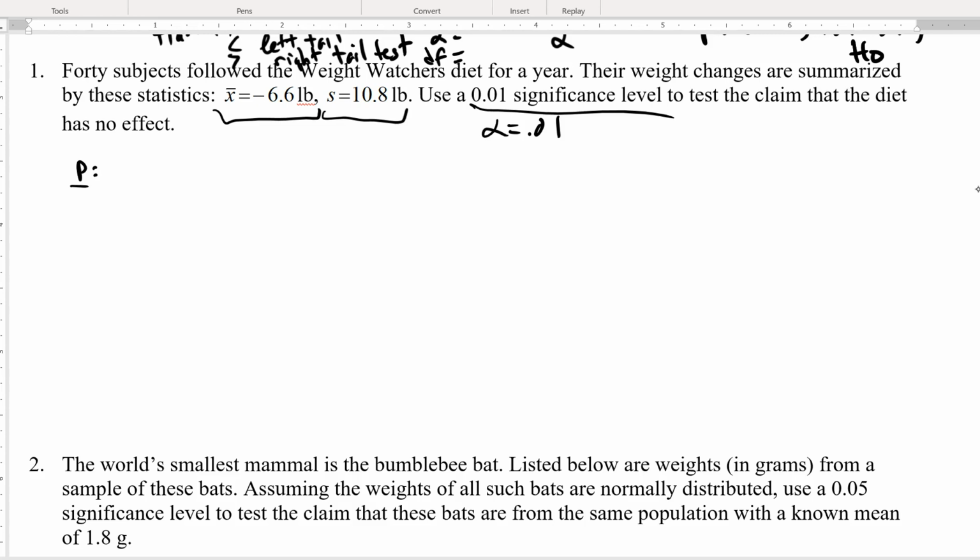Okay? So let's start with, what's the parameter? Well, we're dealing with a mean. So mu is equal to the true average weight change using Weight Watchers.